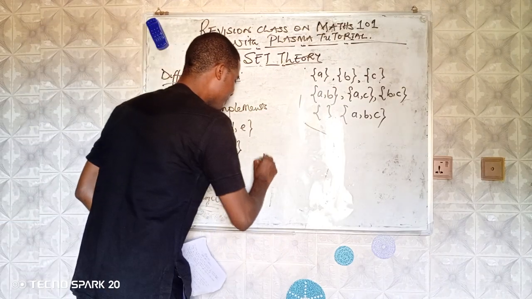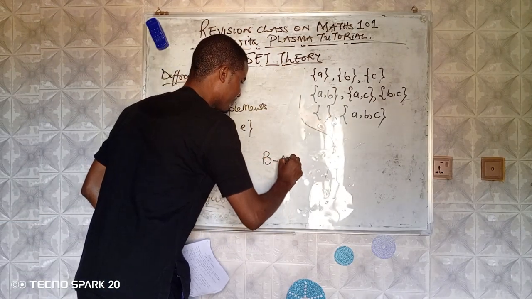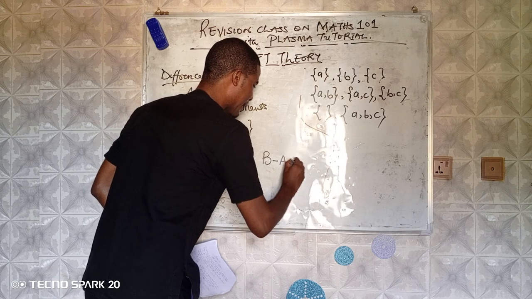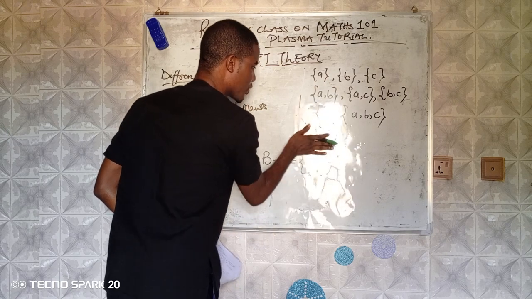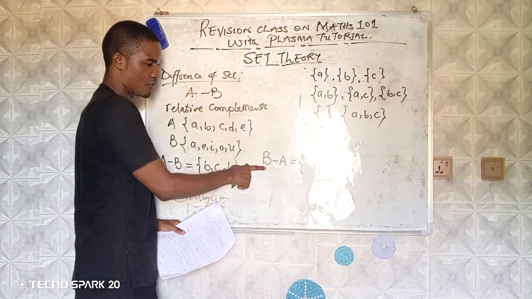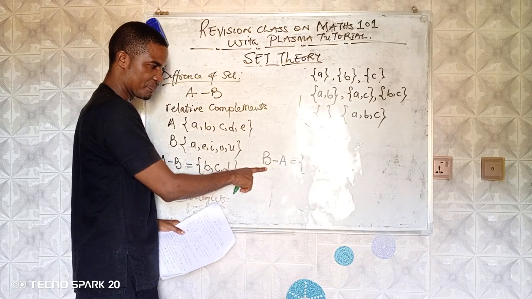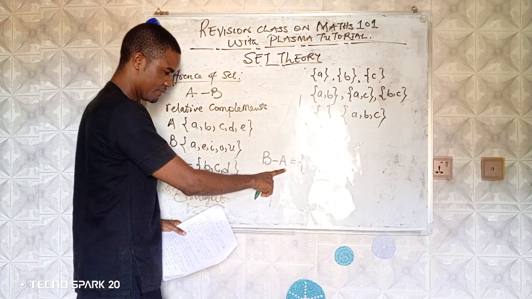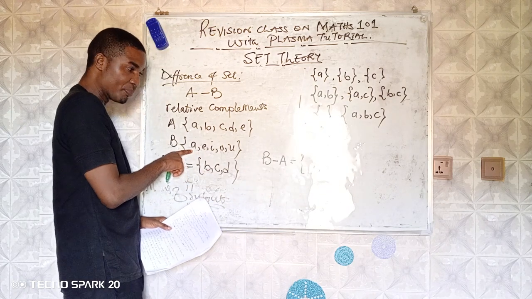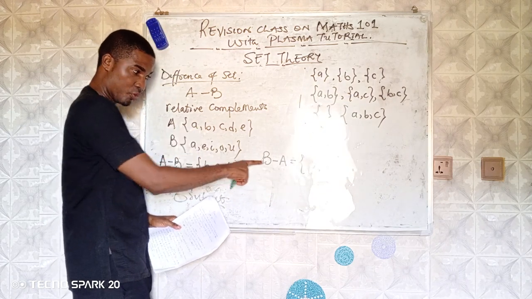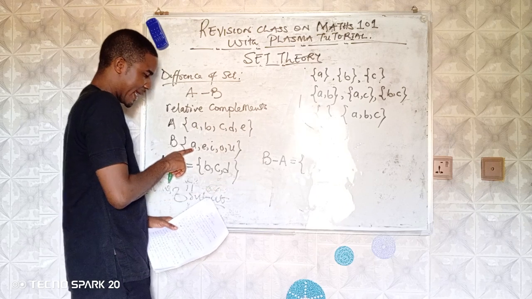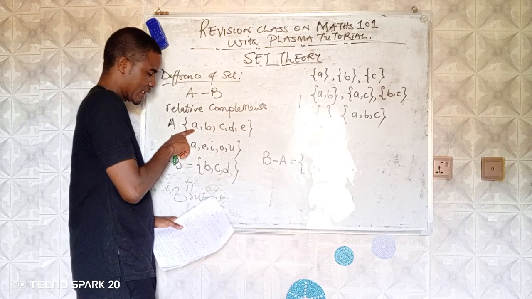If you check B minus A, you will see that there are also elements that belong to B, but they are not found in A. Let's check. You now come to B, not to A. Now you start with the one that was mentioned first. Okay, A, is there A here? Yes, it will not make it.